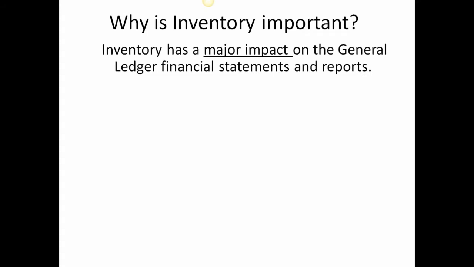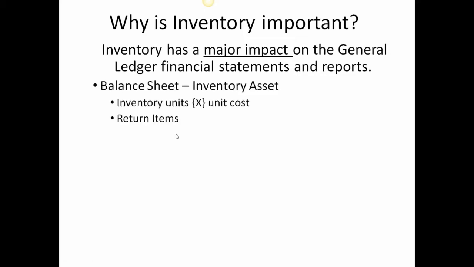I want to talk about the impact that inventory has on the financial side and the reporting side of your business. So let's take a look at this for just a minute, in an overview. Inventory has a major impact on your balance sheet under the inventory asset. Essentially, in a nutshell, it's the inventory units, how many do I have, times the unit cost, and that goes to the balance sheet. Also, inventory returns or material returns, any items that would be inventory, are going to have an impact on the dollar value that you see in that inventory asset.